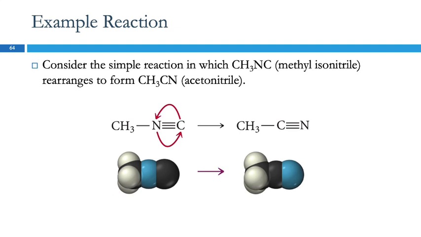So let's think about a simple reaction. Here we have methyl isonitrile, and it spontaneously can rearrange to form acetonitrile. This is kind of a weird reaction, because what happens is this N with a triple bond to C, this piece can just sort of swing around. So here we have the blue and the black, and now the rest of it's connected to the black and the blue's on the end. You're like, okay, well, that's kind of weird. Yeah, it is kind of weird.